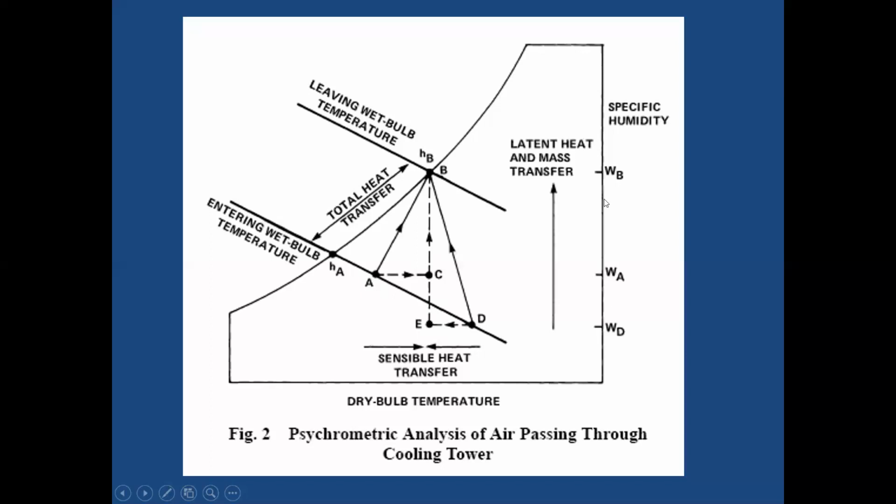Suppose WB minus WD, that is the difference in specific humidity multiplied by the mass flow rate of air, gives you the mass of water vapor absorbed by the air. And in the second case, it is WB minus WA. So obviously, when the entry condition is at D, the cooling tower carries more water vapor, and in that case, more makeup water is required.